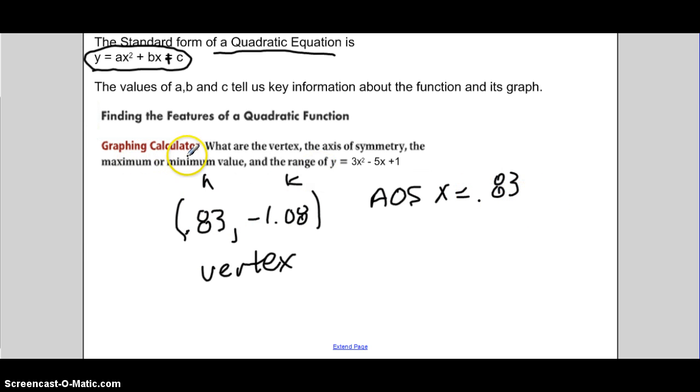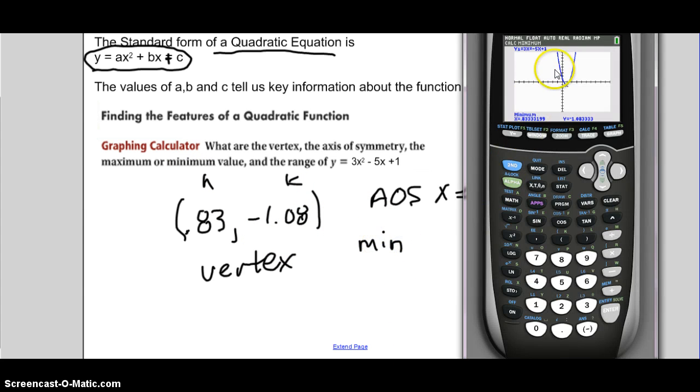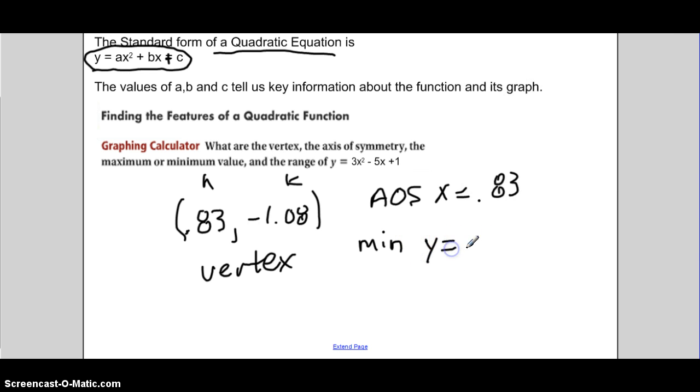The maximum or minimum value is similar to the vertex, but it is not the vertex. What they are asking is, what is the maximum or minimum output of this function? Remember, output is always associated with your y value. So my minimum output, remember this was a minimum, was y equals negative 1.08. It is always the value here for your vertex. That is either your maximum or minimum output.